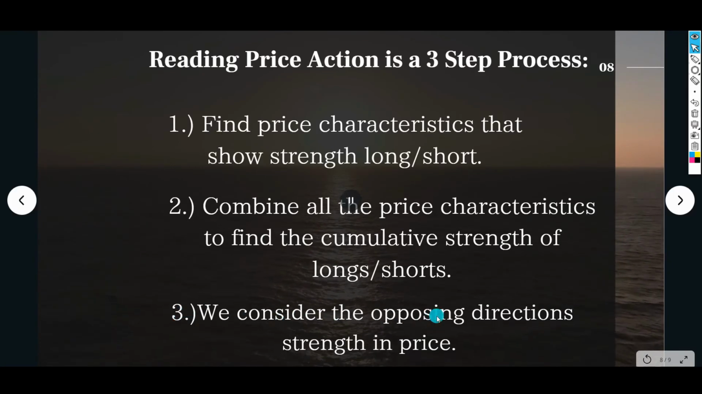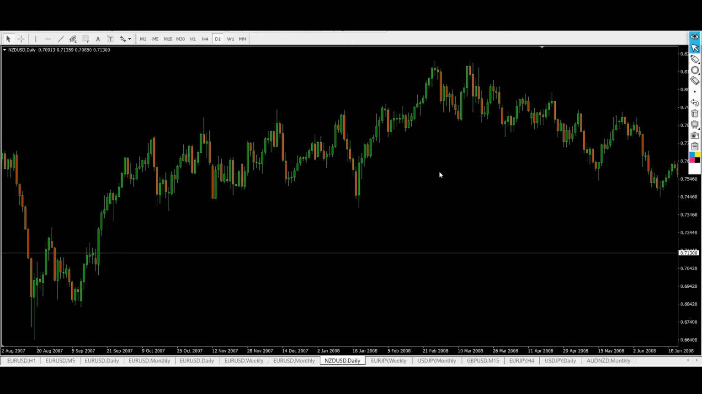Then number 3, we consider the opposing direction strength in price, right? So like we just did right here, we have to consider this support and this engulfing long. We have to consider this strength in order to find the true strength of future short strength. So again, there's a double top here, and there's a harami pattern. So we have to consider the strength of this, then also consider the strength of this in order to know the future strength of this down move.